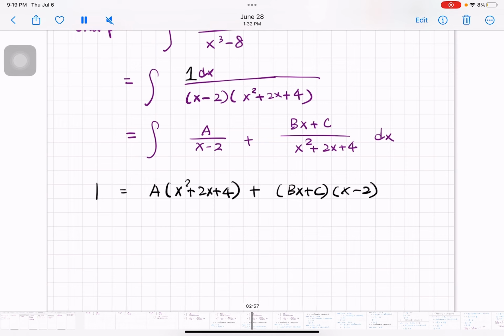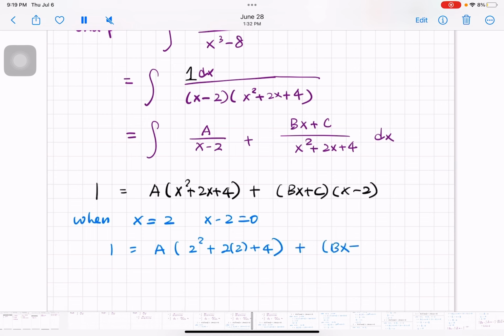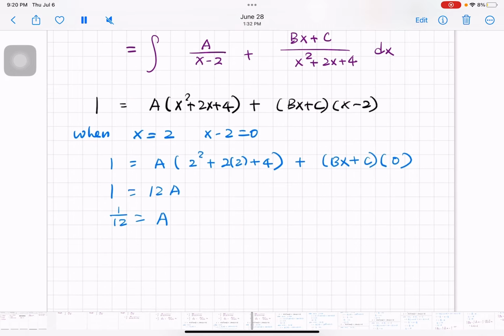I'm going to start with x equal to 2 first because I want b and c to be eliminated. I can calculate 8. So I'm going to let x equal to 2. So x minus 2 will equal 0. In this version, I'm able to eliminate b and c at the same time. So I got 1 equals 12a, a equal to 1/12.